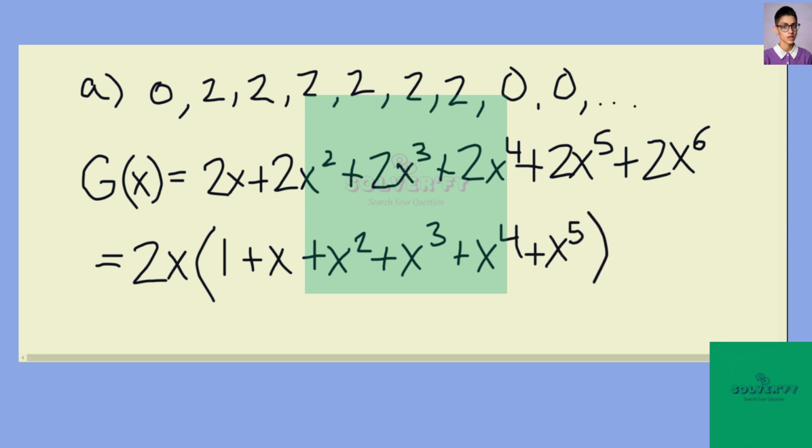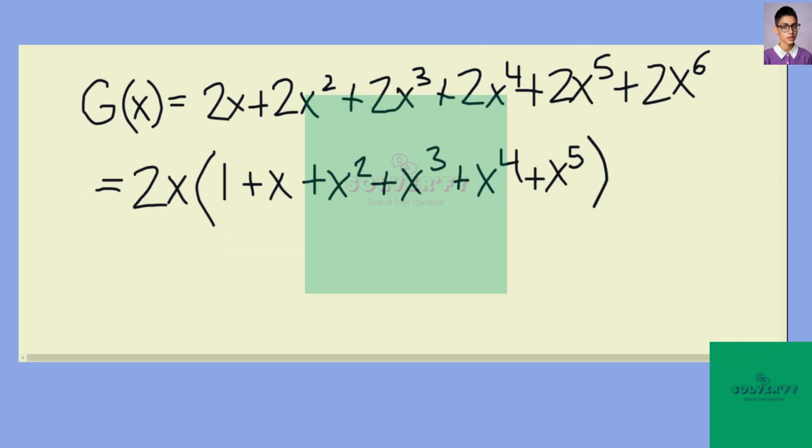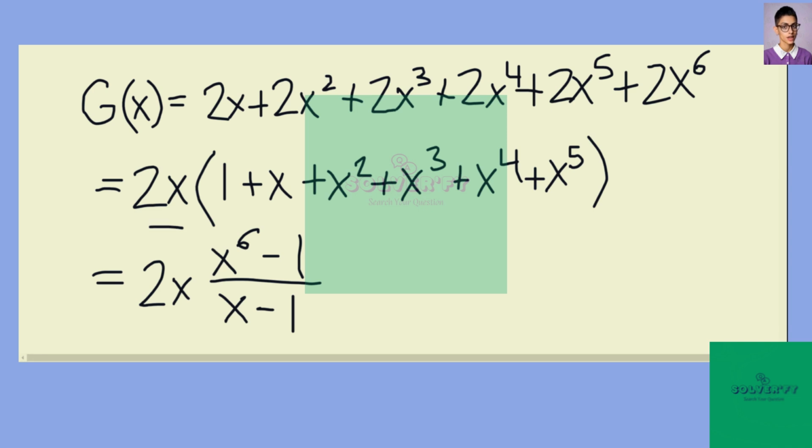And by a previous theorem, we have that this is equal to 2x times x to the sixth minus 1 over x minus 1. And this is our answer for part A.